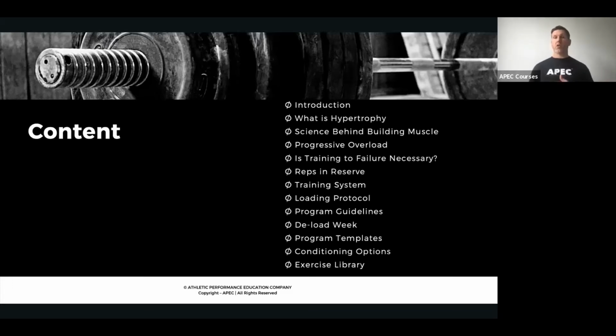So the content we're going to cover: we're going to look at what hypertrophy is, the science behind building muscle and what those components look like. We're going to look at progressive overload, training to failure, and whether that is necessary in order to induce a hypertrophic response. Reps in reserve, different training systems we can use, and loading protocols that are available to us. Then we're going to look at some guidelines around programming. I'm going to touch on the deload week and what a deload week actually looks like. I don't think we get to analyze that much. It's not as important when the training age is low, but especially as you move up the ladder and the client or athlete you're working with is more advanced, we need to pay more attention to the actual deload week. We're going to look at what our program template looks like, and then some conditioning options at the end of the program.